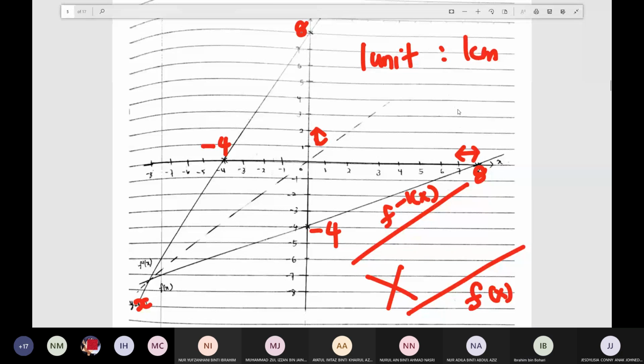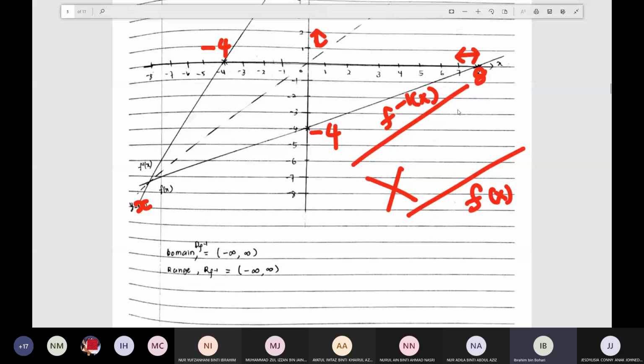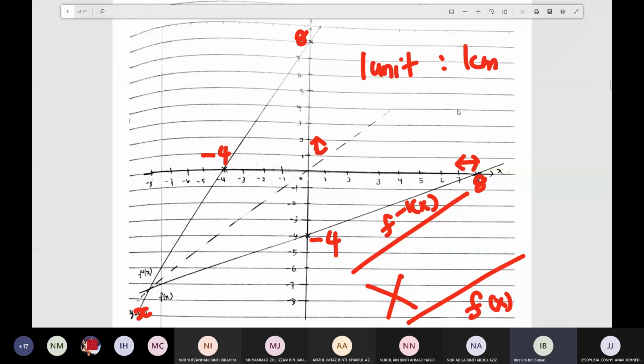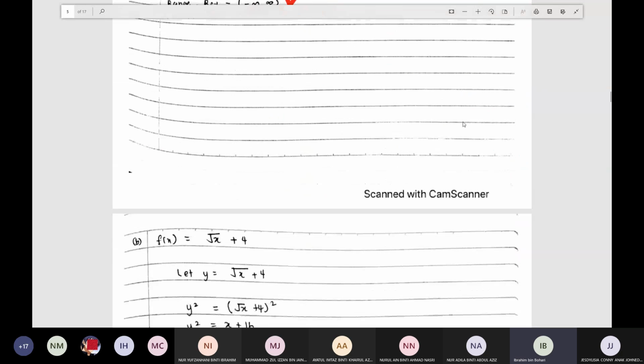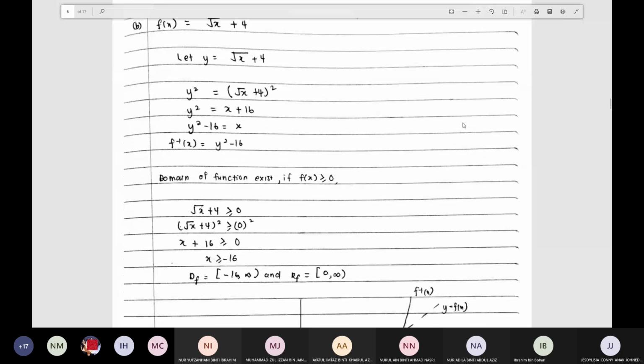Ya. Okay, and domain of the inverse function and the range here is all the real numbers. Ini betul lah. Okay. Ini pun sama. Okay, question A. Question B. Ini pun kita check. Okay, question B. f(x) equals the cube root of x plus 4.